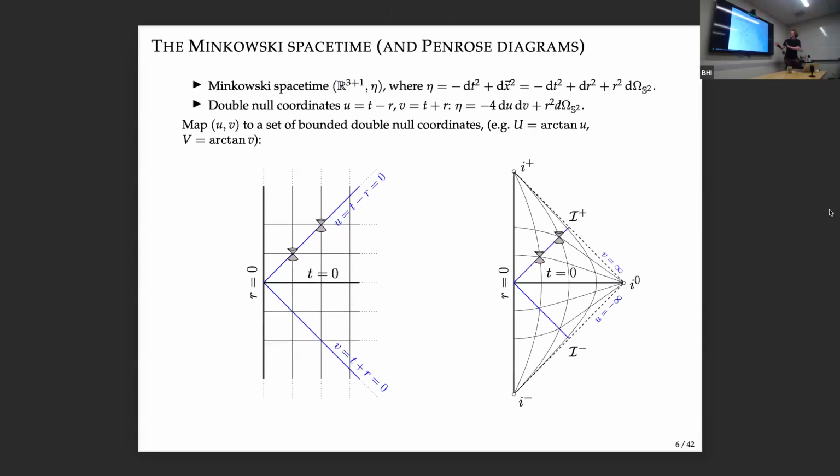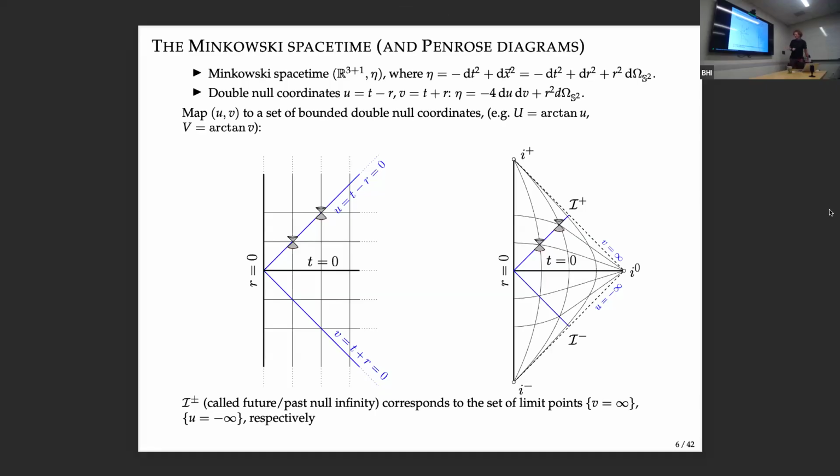Okay, so here's the Penrose diagram of the Minkowski spacetime, and I'll often work with these double null coordinates, u and v, and these are the two null infinities of the Minkowski spacetime, as you probably all know, and they are the name givers of this talk, past null infinity and future null infinity.